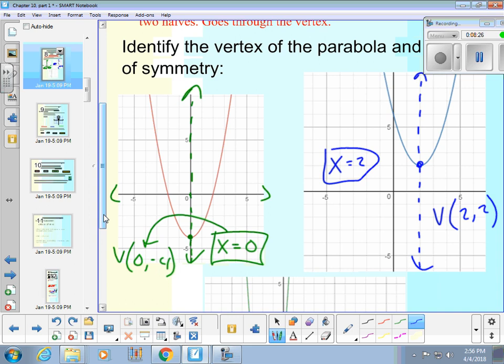Because all the points along this line would just be 2 to the right, and then it's just straight up and down. So here's the axis of symmetry. You can abbreviate it. It's A period, S period. So axis of symmetry, x equals 2, and the vertex itself in this case is 2, 2.